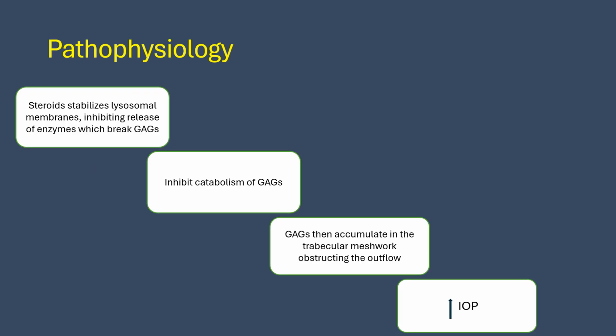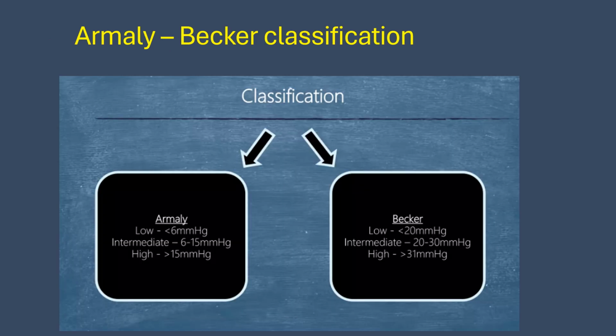But the most accepted theory is that steroid stabilizes the lysosomal membranes and inhibits the release of enzymes which break down glycosaminoglycans. This leads to accumulation of extracellular matrix and glycosaminoglycans, which leads to obstruction of the trabecular meshwork outflow and hence rise in IOP. The steroid response can be classified on the basis of Armaly-Becker's classification.